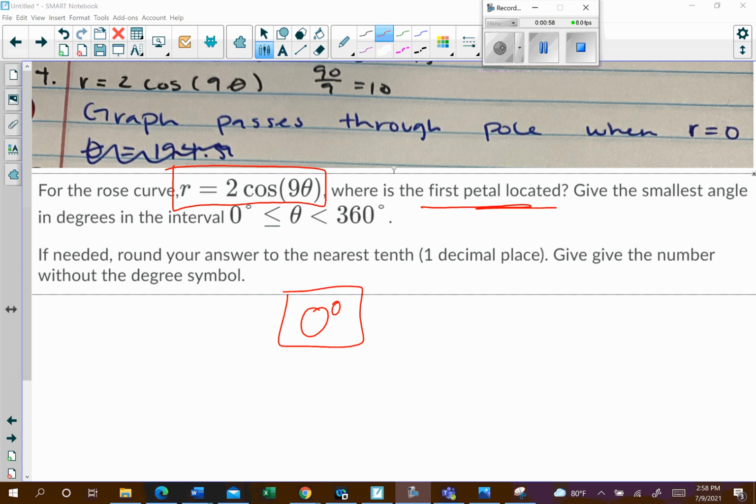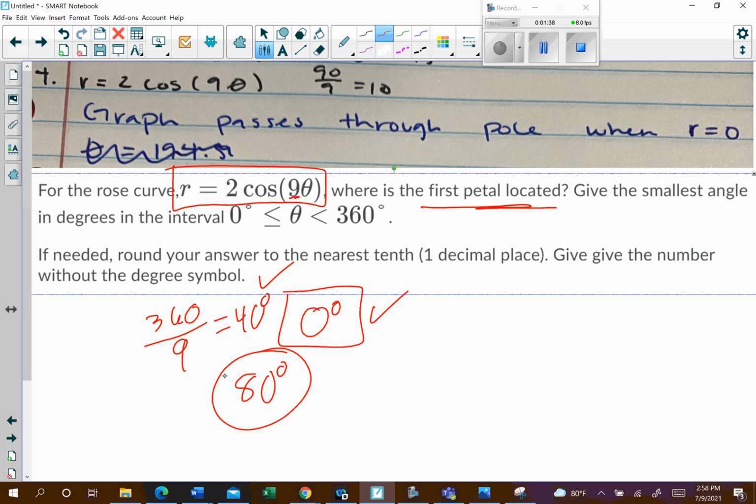If they ask you for the second, third, or fourth petal, then you have to figure out the spacing, which you would just take 360 and divide by 9, which would be 40 degrees. So every 40 degrees, there will pop up a new petal as you go around the polar graph. And so if they ask you for the third one, that would be at 120 degrees and so on. Or actually, I'm sorry, it would be at 80 degrees, because the first one's right here, first, second, and then third.